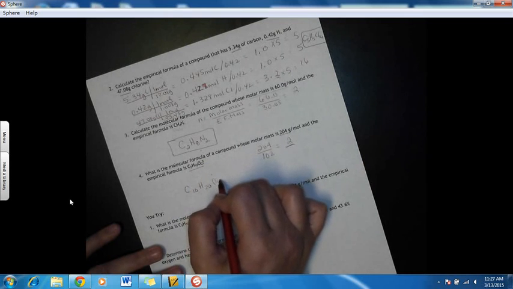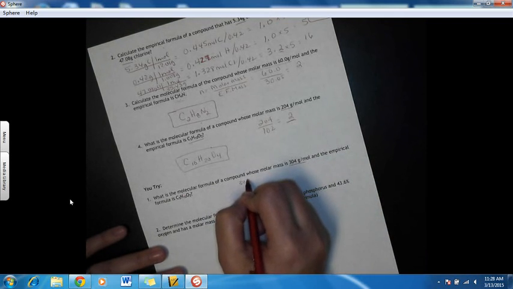And so we're going to multiply this value, this factor, by all of our subscripts. So we have 2 times 5 gives us 10, 2 times 10 gives us 20, and 2 times 2 gives us 4. And that is our molecular formula. Okay? So I want you to pause, try the next 2 problems, and then come back and we'll look at them together.